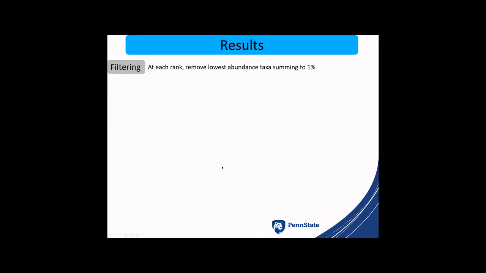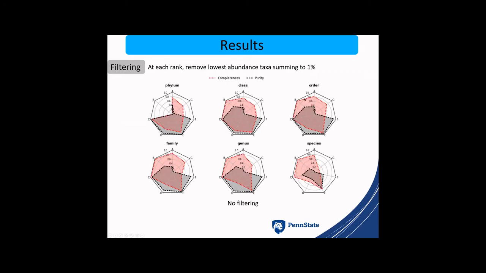Filtering is a very popular thing to do, where you ignore very low abundance predictions. So at each rank, you can remove the lowest abundance taxa, summing to some arbitrary number. In this particular example, I'm going to remove the lowest 1%. And so here were all of my binary metrics that had no filtering applied. And then once we apply this 1% filtering, you'll notice that the results change.